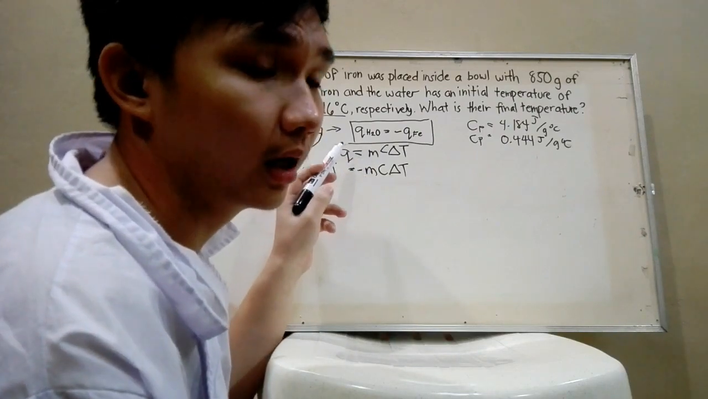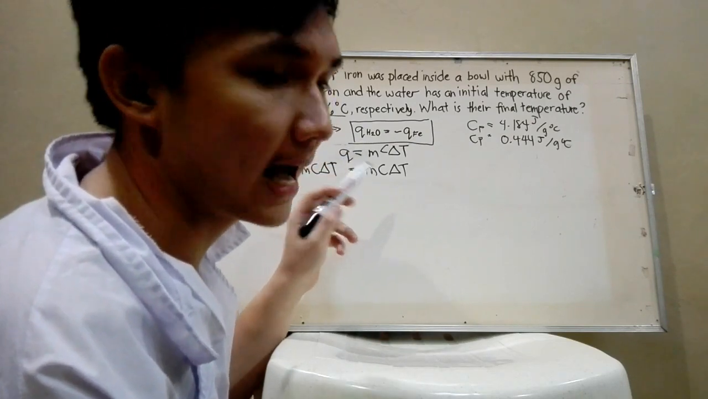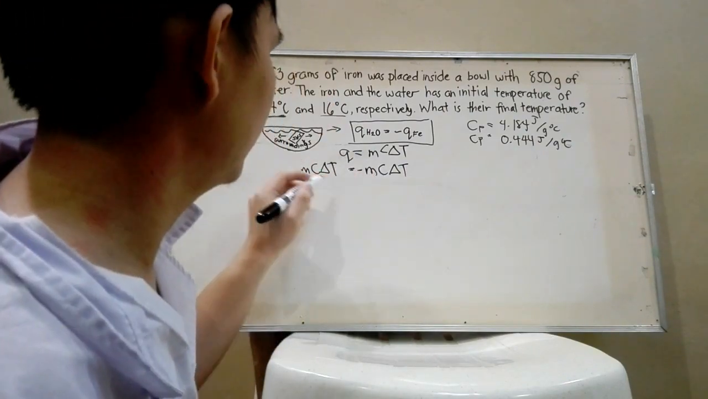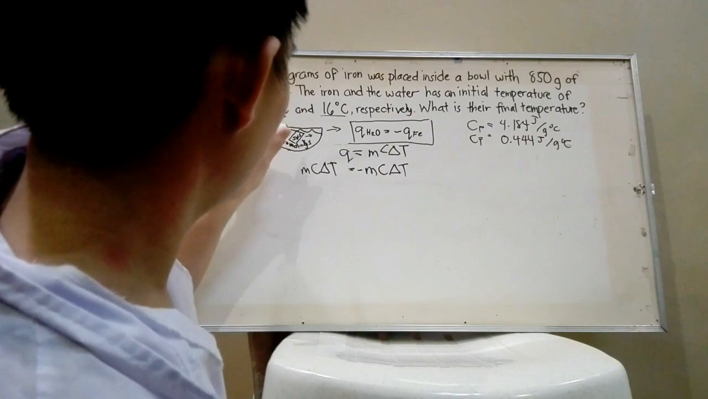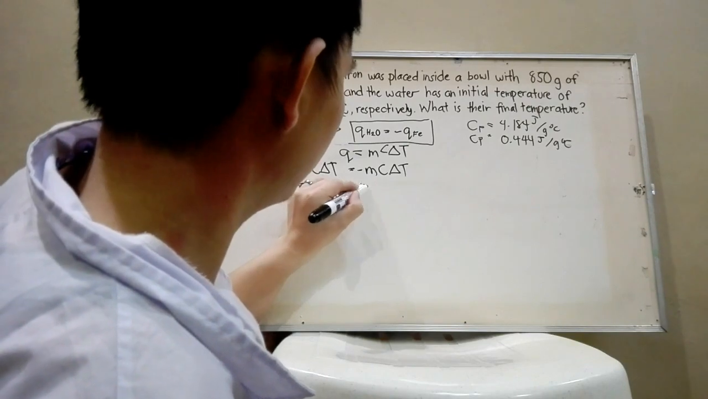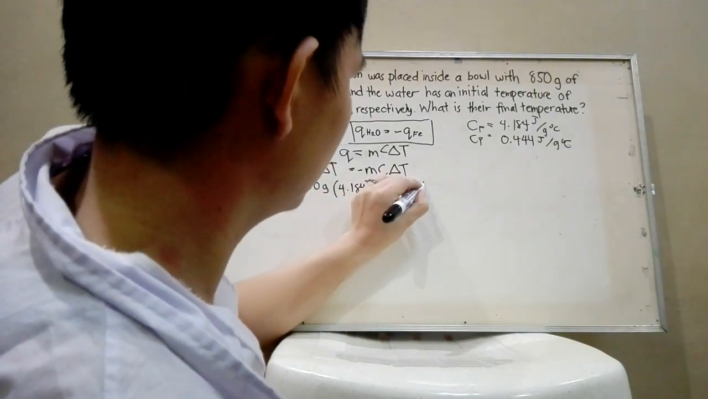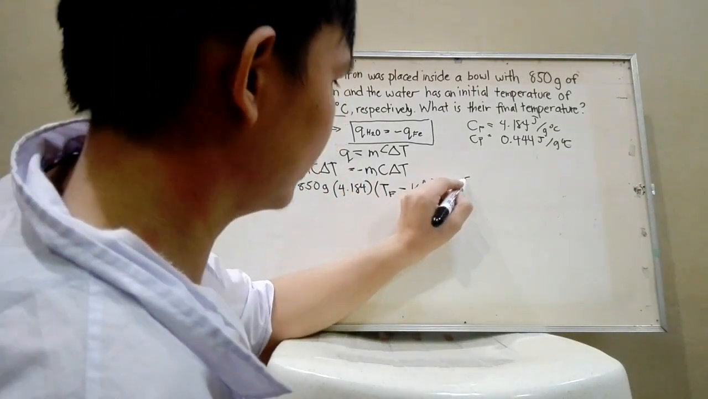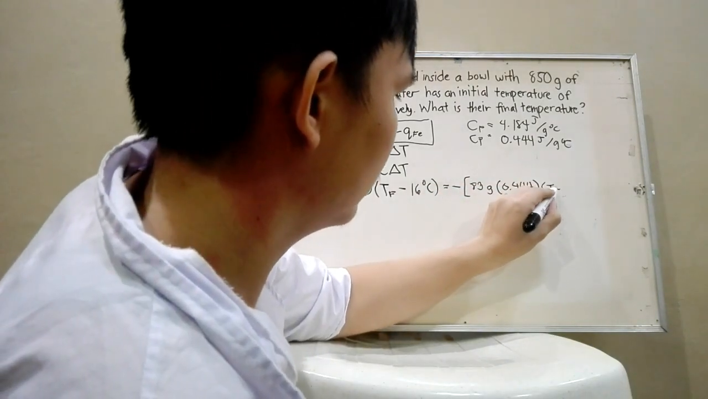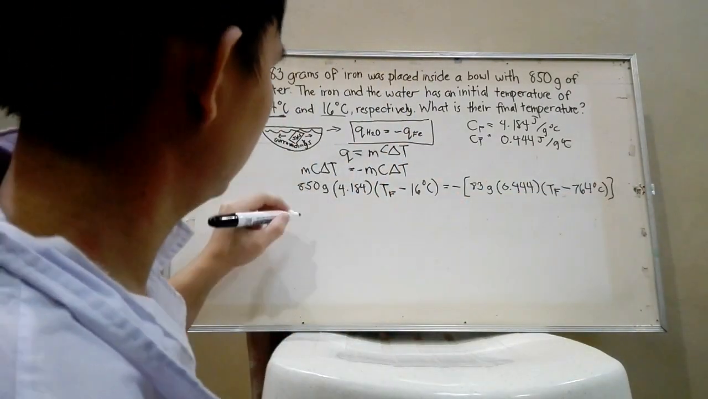If you can remember, the formula for heat is Q equals mCΔT. So we will be just plugging in the information here. 850 grams of water, specific heat of water 4.184, and final temperature, which is the one we are solving, minus the initial temperature of 16 degrees Celsius. And the negative, don't forget the negative here, 83 grams, 0.44 specific heat capacity, and the one we're looking for, minus the 764 degrees Celsius. That's hot.